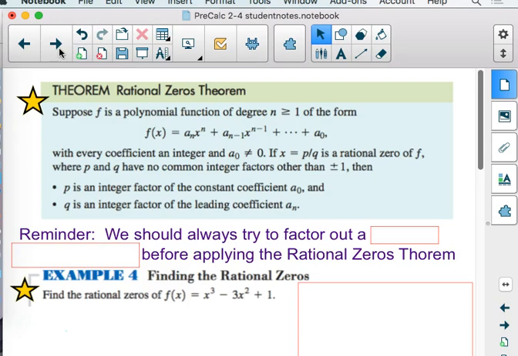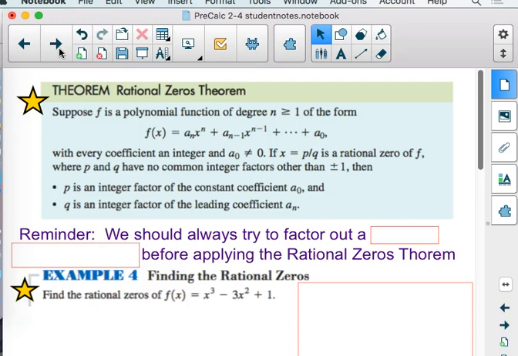So it says, suppose f of x is a polynomial function of degree n greater than or equal to 1 of this form. F of x equals a sub n, x to the n. We've seen that before. We know it just means it is in descending order. We've got the standard form polynomial with every coefficient an integer, and that constant is not equal to 0. So we have a constant in that. If x equals p over q is a rational zero of f, so any generic fraction p over q having no common integer factors other than plus or minus 1, then p is an integer factor of the constant coefficient, a sub 0, and q is an integer factor of the leading coefficient, a sub n.